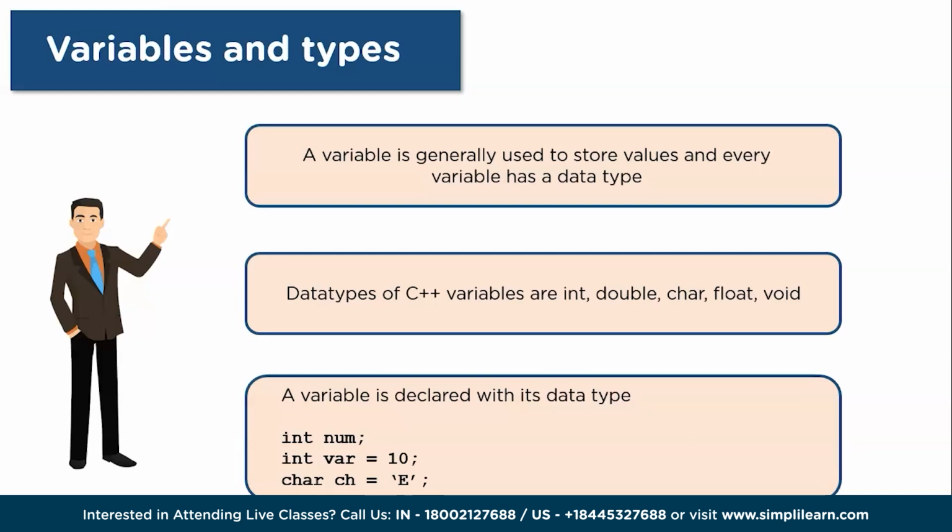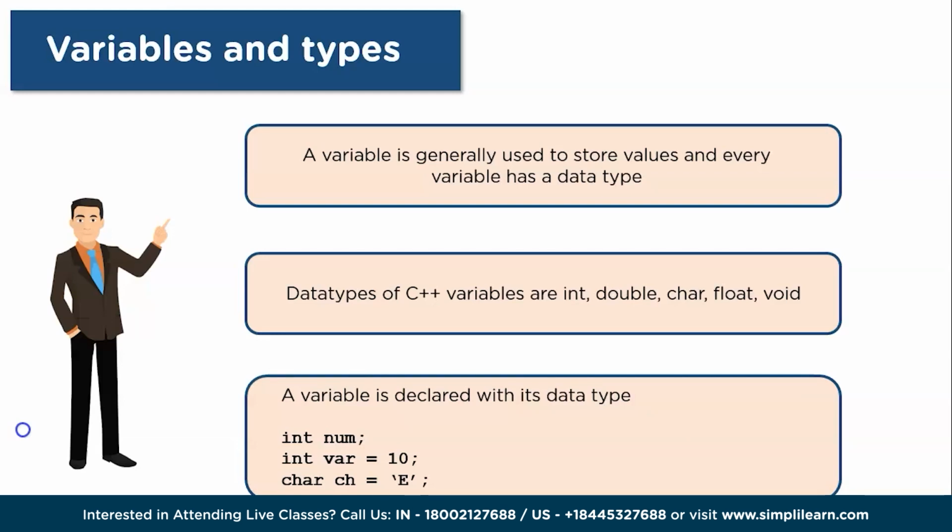This data type is used for storing double precision floating point values, for example 24.75, 5.94, etc. Next is character. As the name suggests, the character data type is used for storing characters, for example A, B, C, etc. Then there is float or floating point. This data type is used for storing single precision floating point values, for example 2.1, 5.7, 4.2, etc. Next is void. This void data type is used when there is nothing to return.